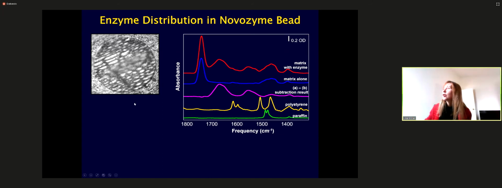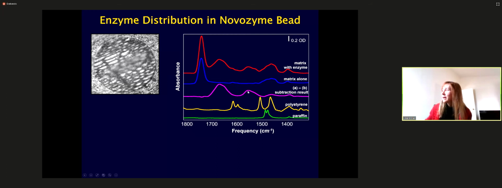This is a cross-section of a Novozyme bead. This is the bead, and it was embedded in wax, which is what you're seeing around it, and the bead is right here in the center. The infrared spectrum of methyl methacrylate looks like this blue one right here. So the bead all by itself has a spectrum that looks like this. If you take a spectrum of the bead with the protein in it, it looks like the red one. And if we subtract those two, the pink one is the infrared spectrum of the protein, the lipase itself. And that makes sense, because here's our amide 1 and here's our amide 2.